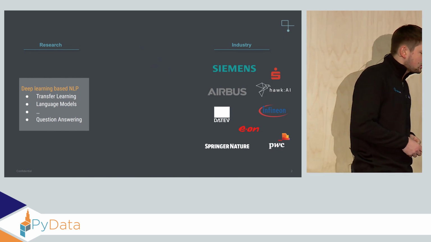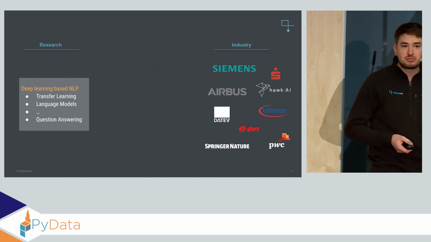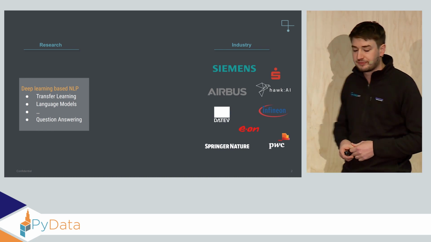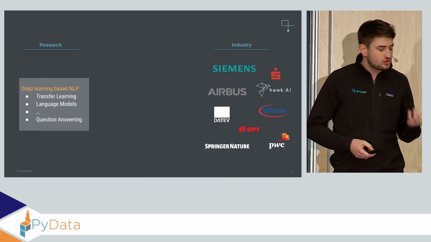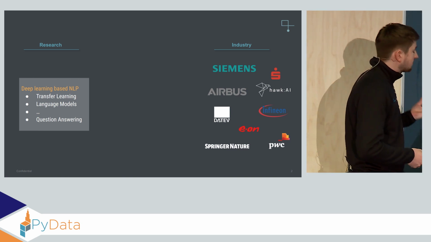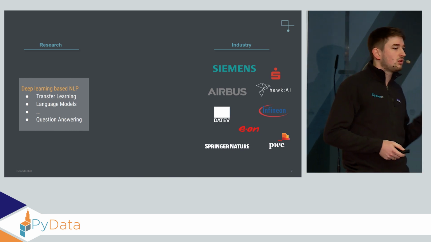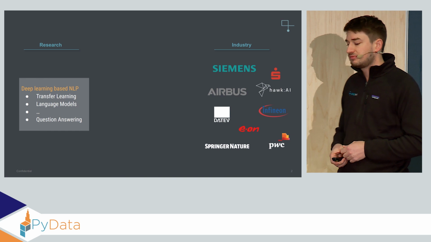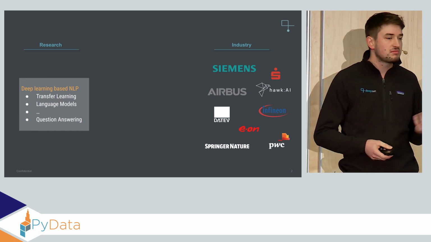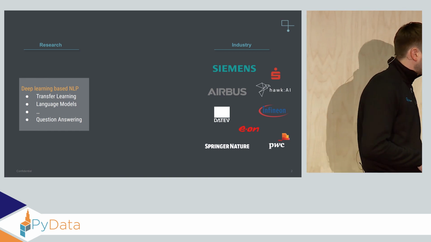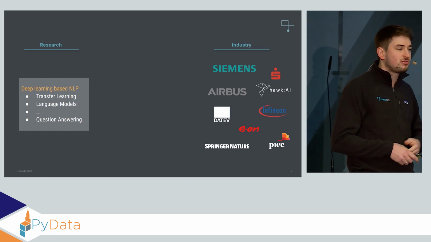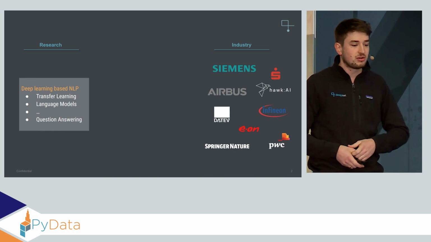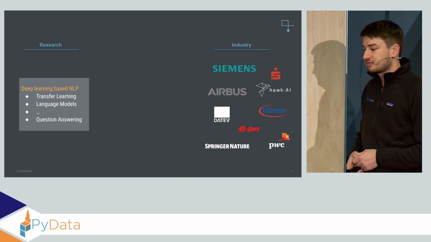In my daily work, I actually deal with both sides of NLP. On the one hand side, research, and on the other hand side, the industry. In research, these days in NLP, I would say it's a lot about transfer learning. All conferences are basically flooded with papers around that topic. We see new language models basically on a weekly basis. And also there's new state-of-the-art performances published for downstream tasks like question answering or natural language inference.